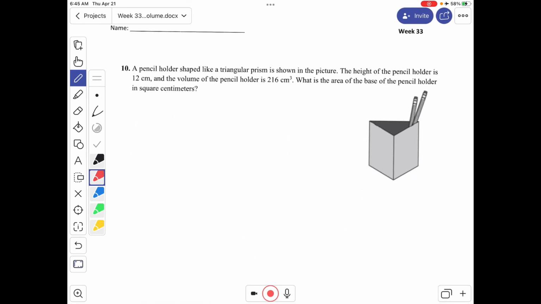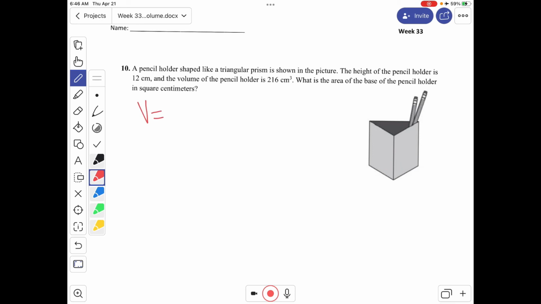Number 10. A pencil holder shaped like a triangular prism is shown in the picture. The height of the pencil holder is 12 centimeters, and the volume of the pencil holder is 216 centimeters. What is the area of the base of the pencil holder in square centimeters?